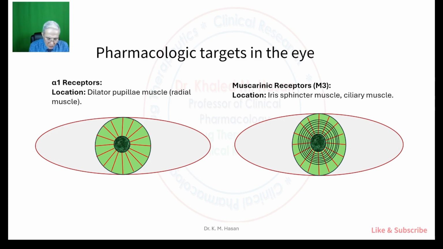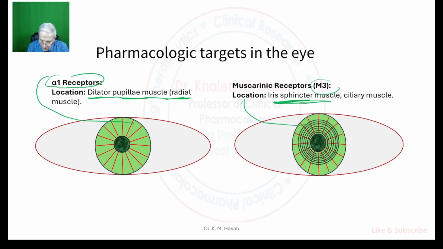Okay, speaking about alpha 1 receptor, it innervates iris muscles, radial iris muscles. You can see it here, alpha 1 receptor. However, M3 receptor will innervate the circular muscles, the sphincter muscles. We talk about the circular or sphincter muscles. And you can see the circular muscle, M3, and the radial muscle innervated by alpha 1 receptor.